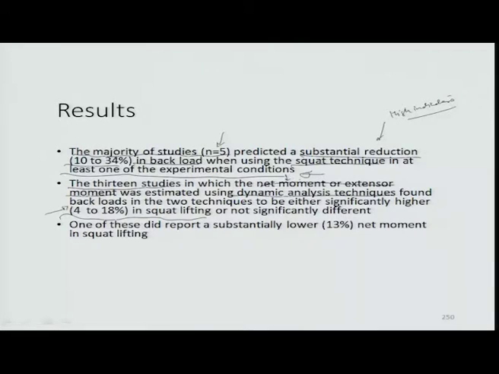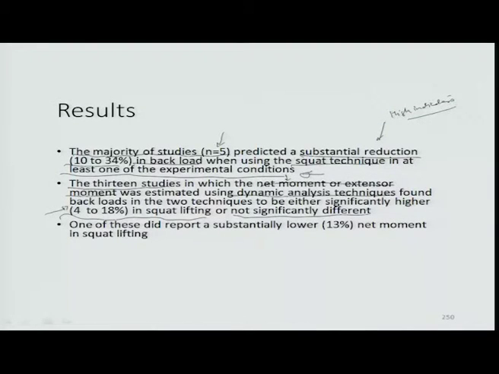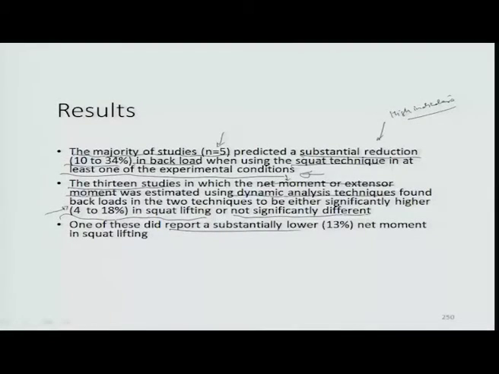4 to 18% namely, particularly when we are talking about the net moment, but the extensor moment, which is only a local phenomenon around a joint. Let us say there is a joint and the joint exerts a certain amount of moment which performs the bending about that joint. So, that is not significantly different. Okay. So, although the net moment becomes different, the levels at which the extensor moments change from one joint to another are much higher in this particular case. So, one of them of course reported a substantially lower, about 13%, net moment in the squat lifting case.